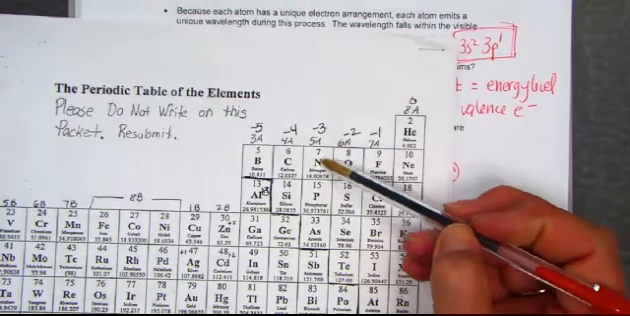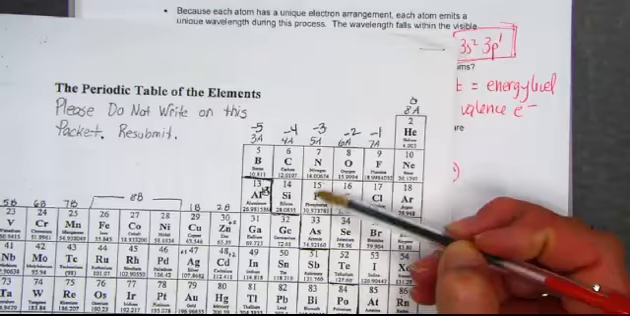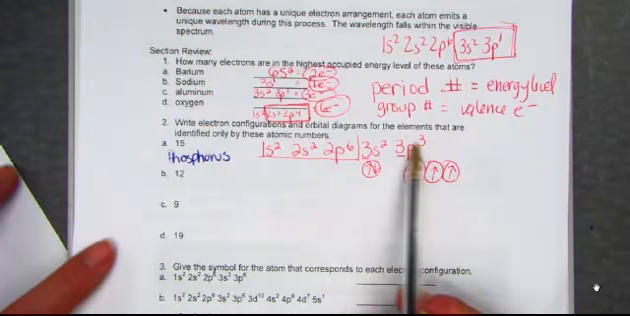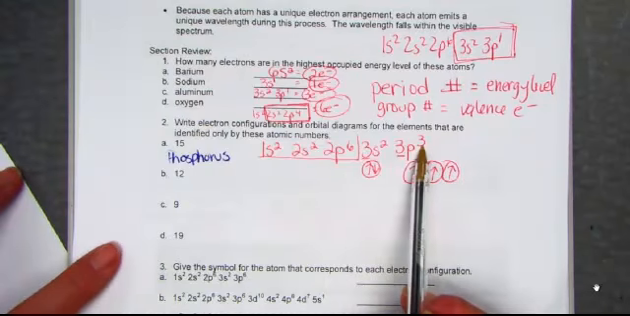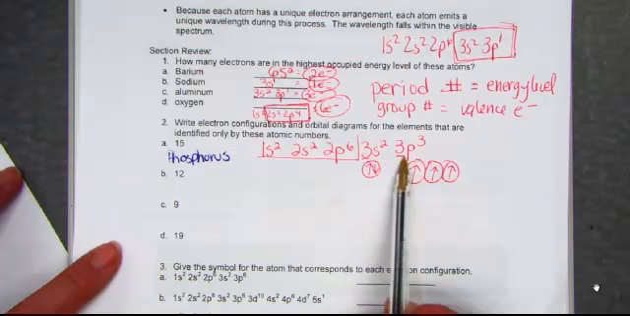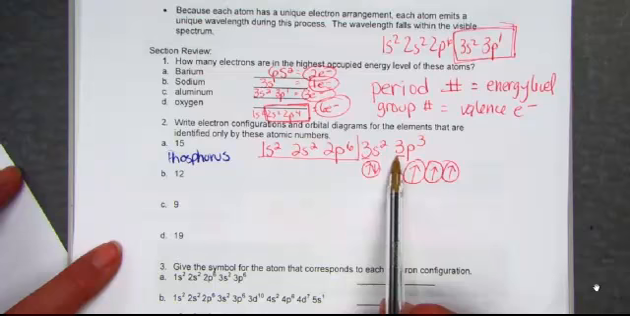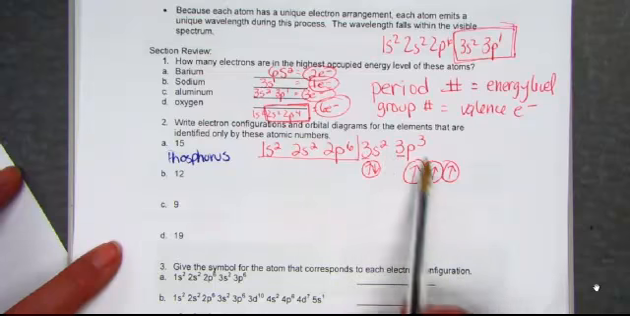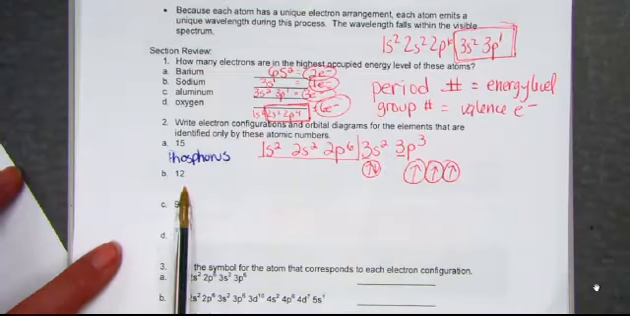Phosphorus lives in group 5a, period 3. 5 electrons in the outermost energy level. The outermost energy level is quantum number 3, third energy level. 2 in the s, 3 more in the p.